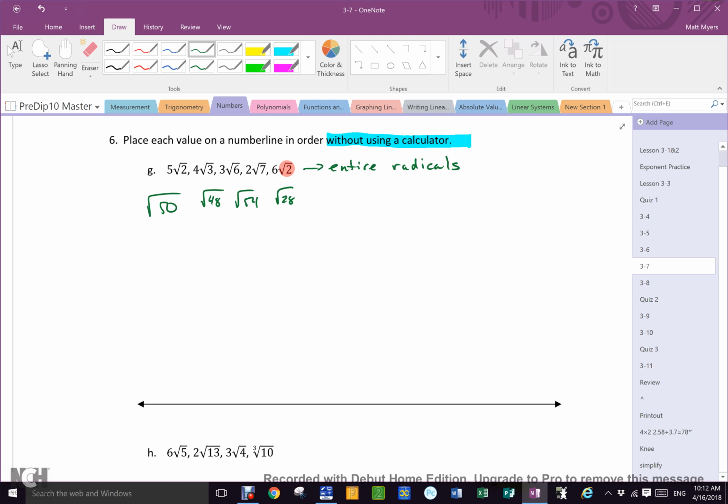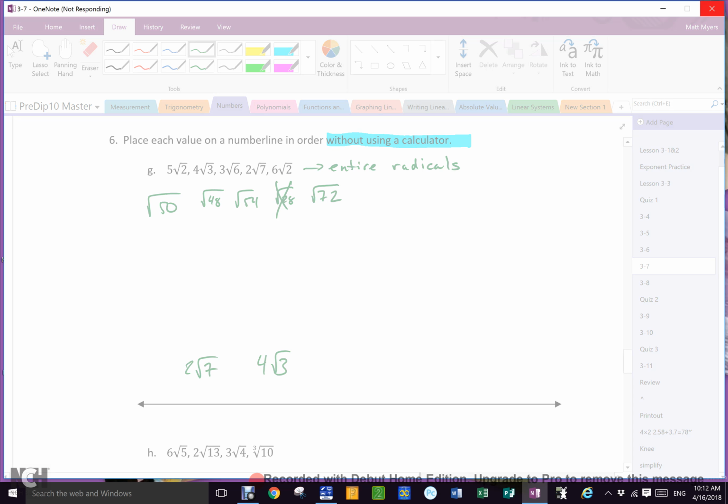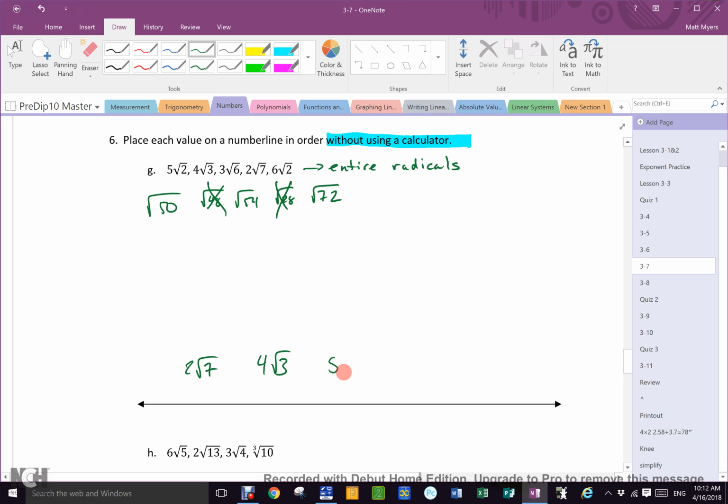What's the smallest one? Yeah, but it's not 5. It's 7.07. The square root of 28, which is this guy. So 2 root 7 is on the farthest left. Then what? 48. Then 4 root 3. Then what? Then 5 root 2, because it's 50. Then 6 root 2.